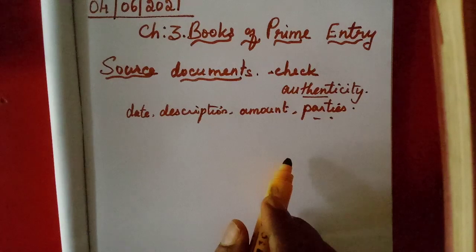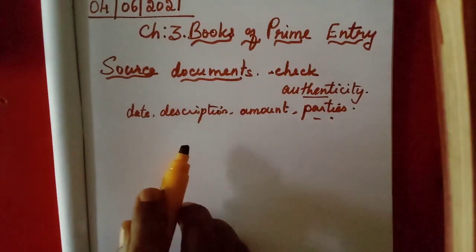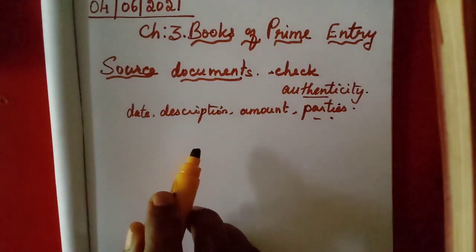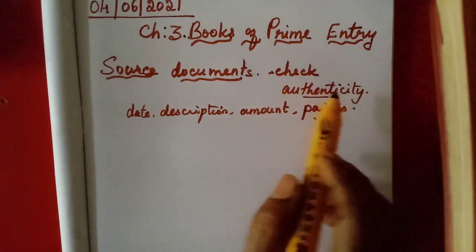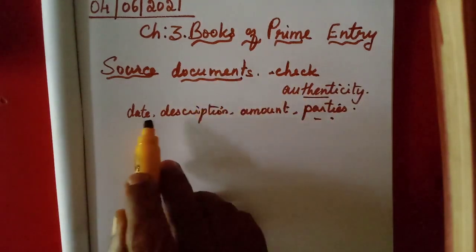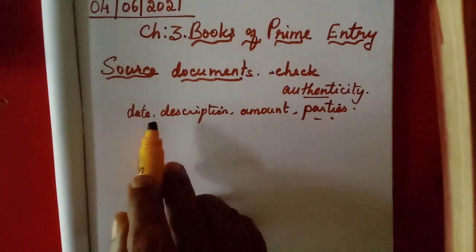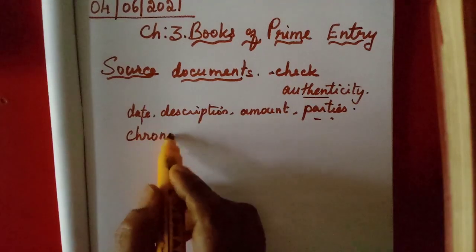So the parties involved in the transaction, then what type of transaction, whether it is cash purchases or credit purchases. If it is credit purchases, we will get the invoice. All these will be entered in the source document. So we will write the transactions date wise, in chronological order. We have already learned that, chronological order.